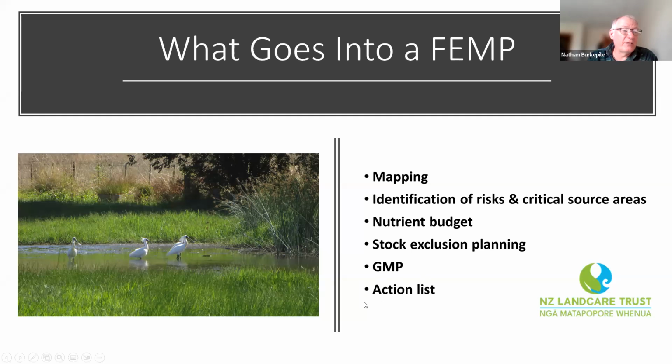And then there's this action list, and this is where we're going to be sitting today. Once you get your farm environment plan, how do you put your action list together, and how do you organize around wetlands and what you need to do around your wetland areas?